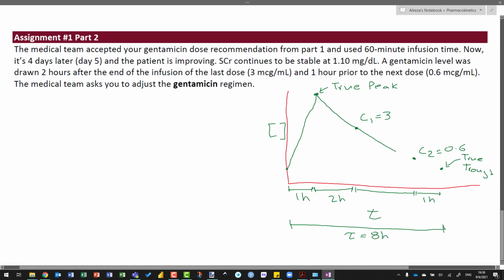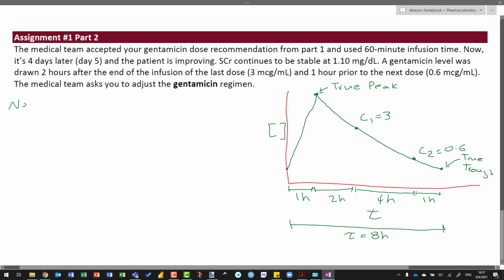Now it basically went down from here to here, and then it's time for the next dose here. So if you just look at this, you can calculate how much time is here. Basically 8 minus 1 minus 2 minus 1, so there were 4 hours between C1 and C2. This is important because now we have 2 levels from the patient. The dose that we recommended previously, gentamicin 50 milligram IV every 8 hours, was from population kinetics. Now we're going to individualize because we have 2 levels from this patient.